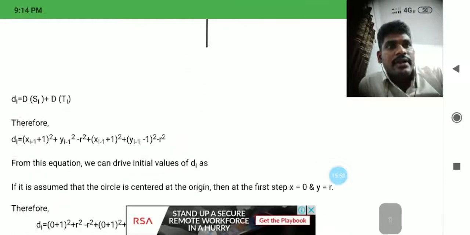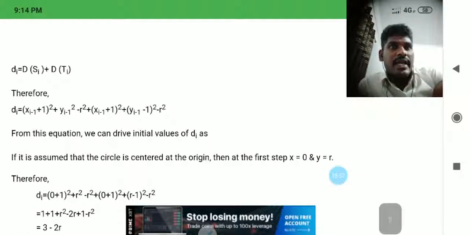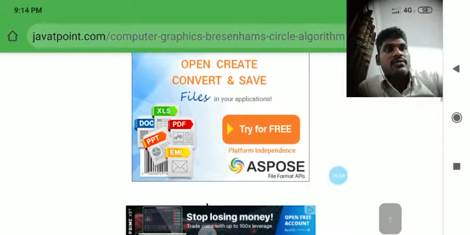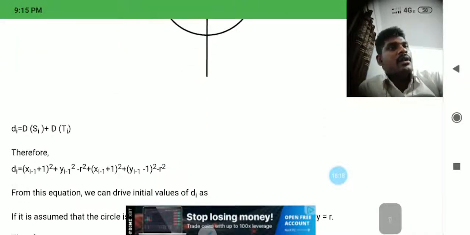Okay, now look here. The decision parameter is equal to d of si plus d of ti. d of ti is the north side, and s is the south side. What is the north and south side? Look, simply, in this 45 degree octant both the south and north side are there, and both are near to the circle. Which pixel do you want to select? This is based on the decision parameter.